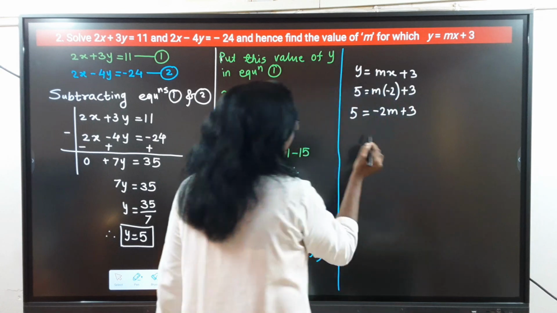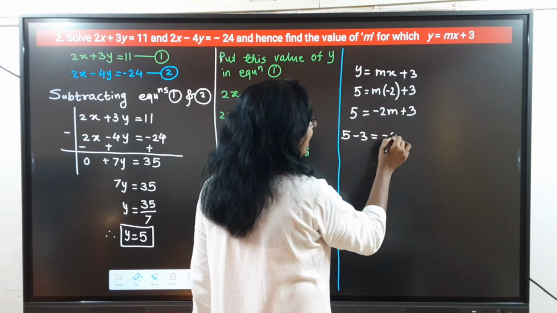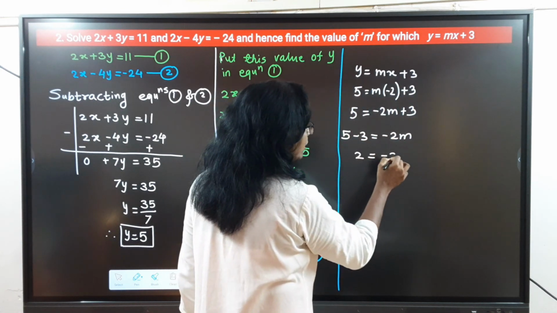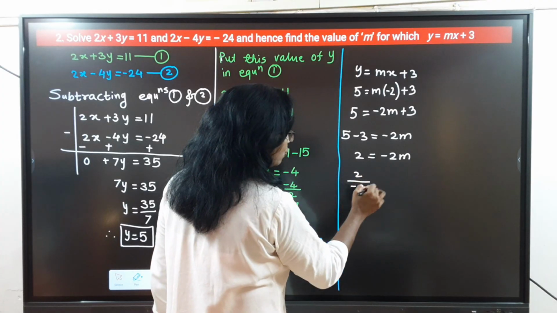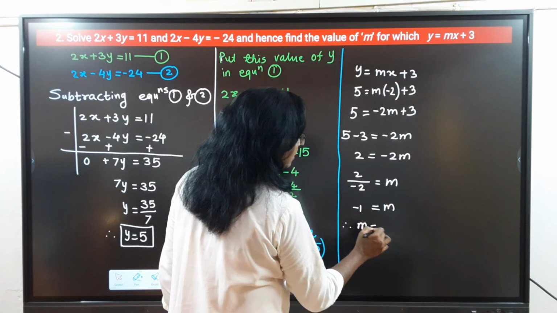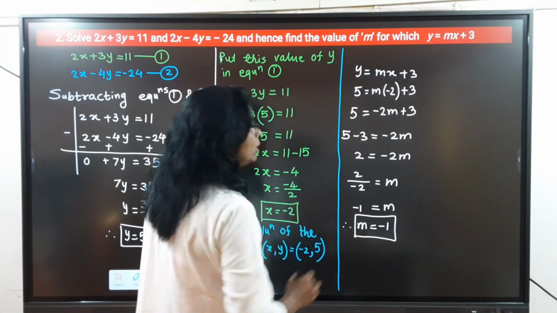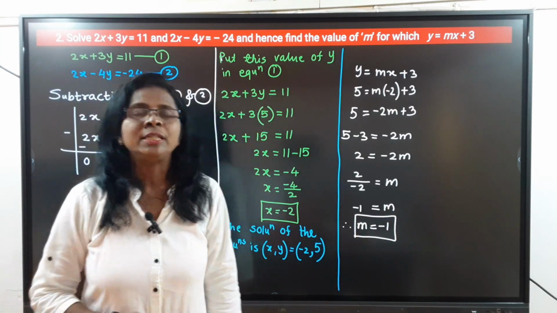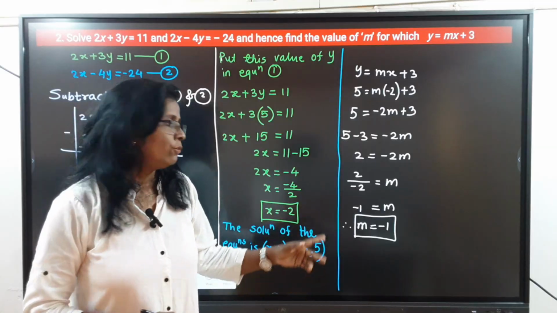So here, students, 5 minus 3 is equal to minus 2m. So 2 is equal to minus 2m. So 2 upon minus 2 is equal to m. So minus 1 is equal to m. Therefore we say m is equal to minus 1. Okay, students? In such a way we can solve these equations, and also we can get the value of m here.